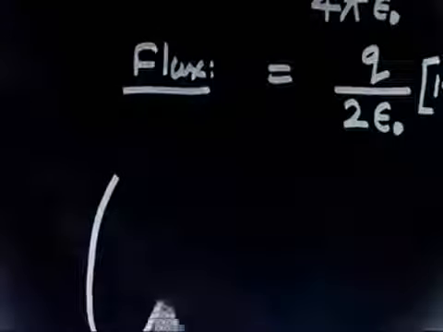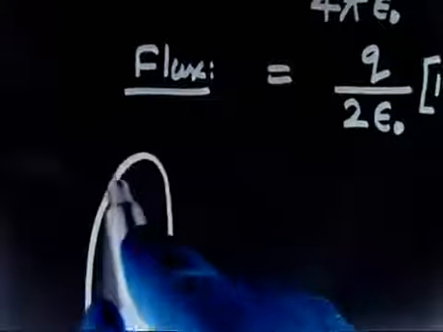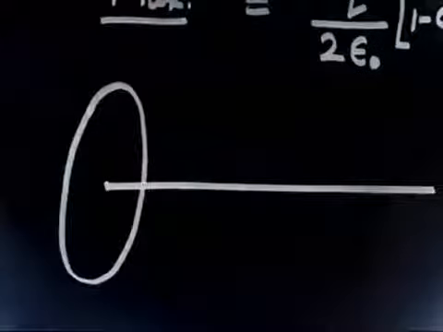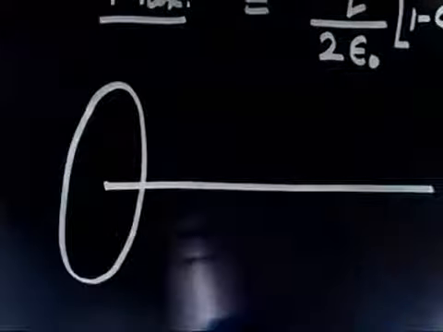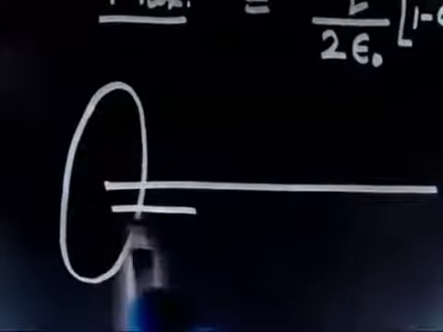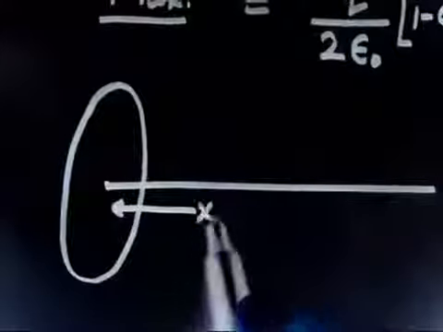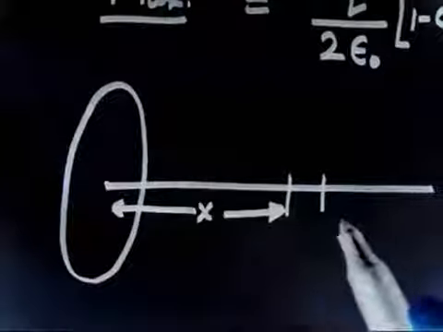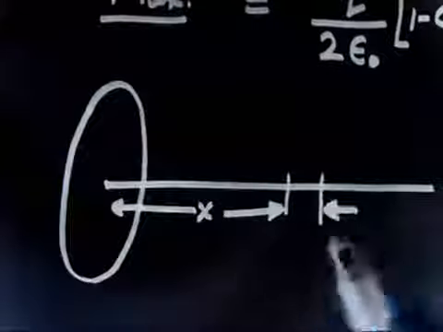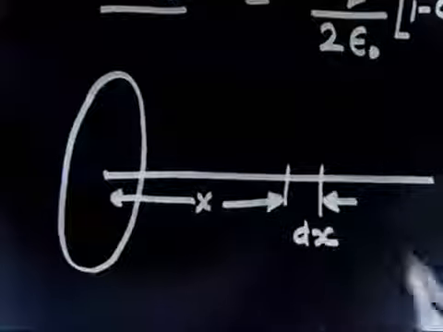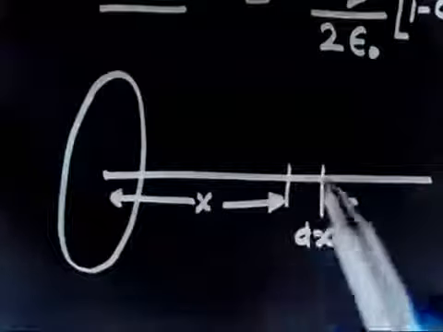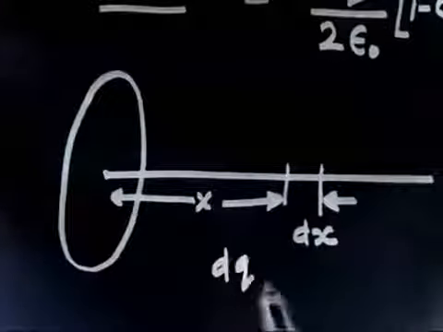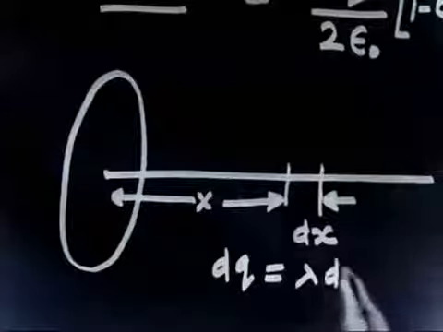So I have a ring, and then I have this infinite wire. Now what we will do is, let us say at a distance x, or basically I will not need x. Let us take a small charge dq. So this distance is dx. So the charge on this part of the line will be dq equals lambda into dx.